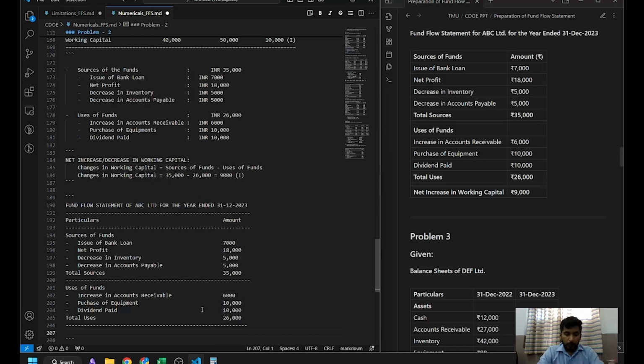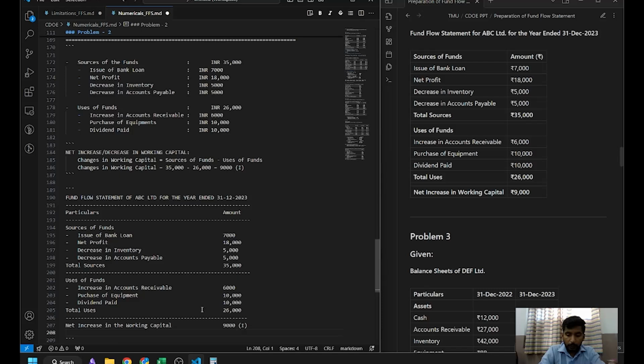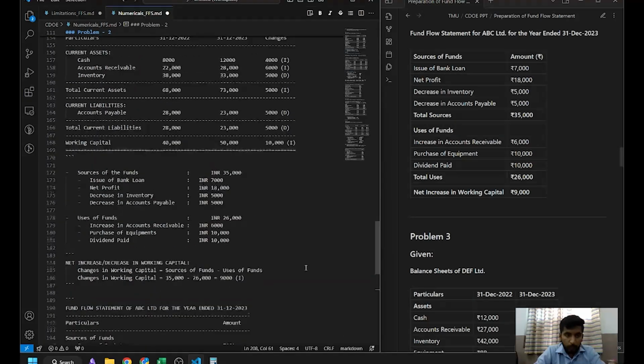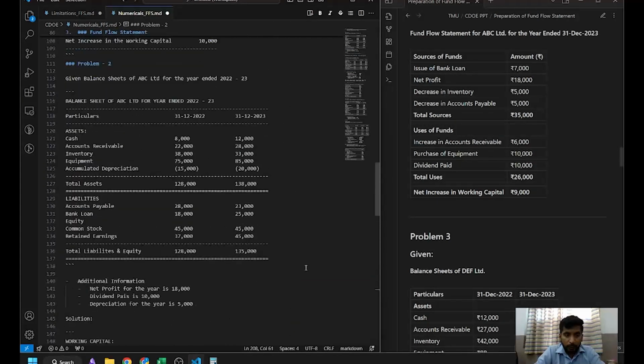Okay. So net increase in the working capital. It became 35,000 minus 26,000, that is 9,000 increase. And this is very much it. The problem number second has also been solved.